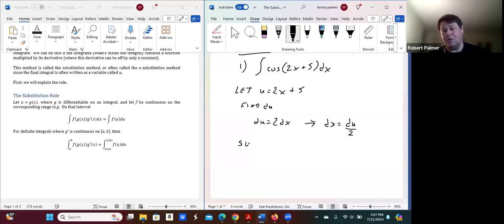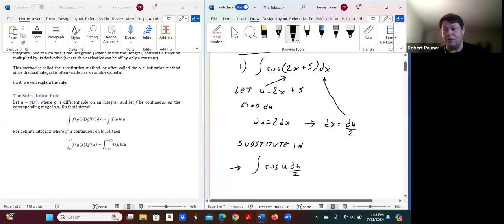Now, we're going to substitute in these things: u equals 2x plus 5, and dx equals du over 2. So the u is going to go right here, and this du over 2 is going to go right here. That gives us this cosine of u, and then we replace dx with du over 2.